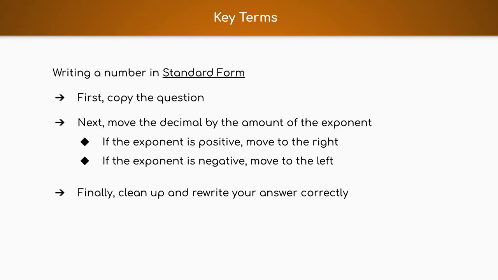In writing a number in standard form, first we're going to copy the question. Next, we're going to move the decimal by the amount of the exponent. If the exponent is positive, we're going to move to the right. That's going to create a very large number. If the exponent is negative, we're going to move to the left, and that's going to make a very small number. Finally, we're going to clean up and rewrite our answer correctly.